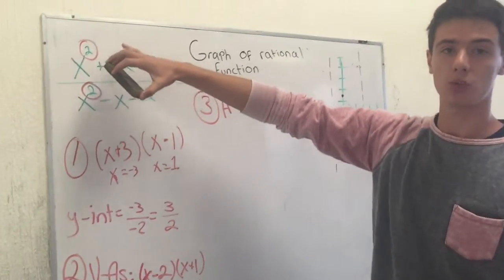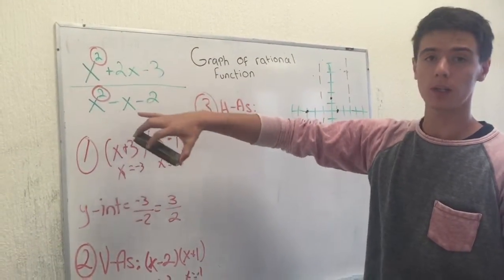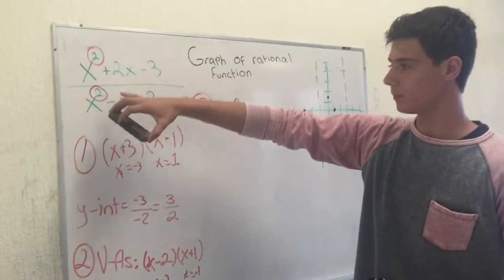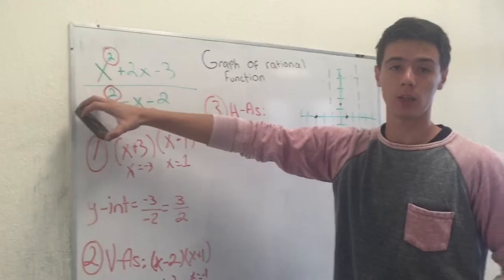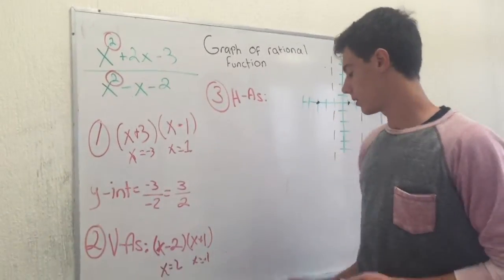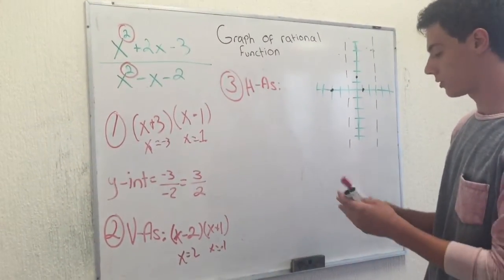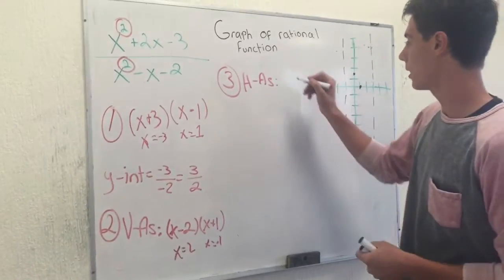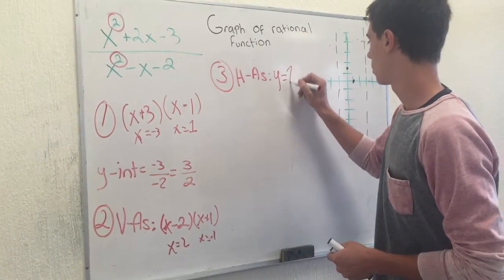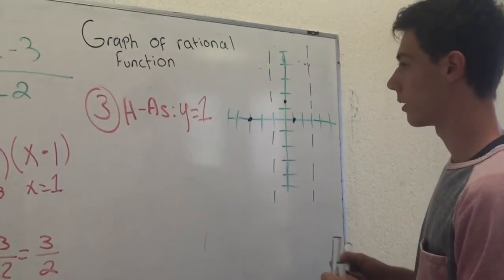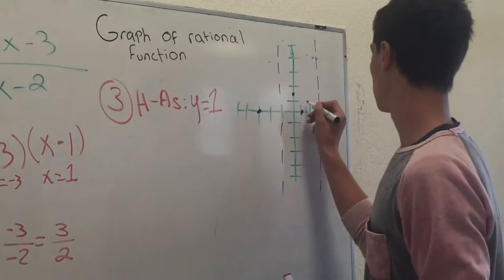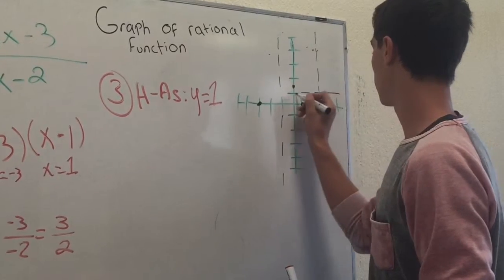When you got the same exponent on the upper and lower part, you have to divide the leading coefficient of the higher part over the leading coefficient of the lower part. So here it's not gonna be 0, it's gonna be 1 equals 1. So our horizontal asymptote is gonna be right here.